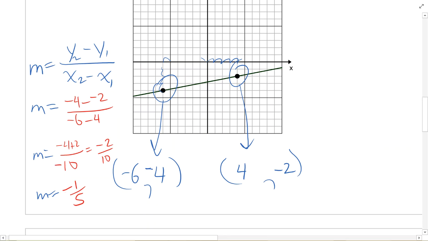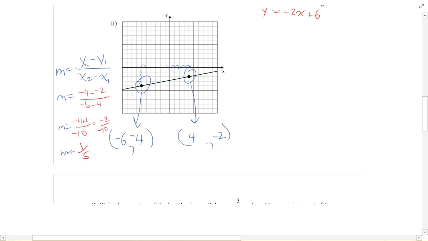-10. So now there we go. Okay, so double negatives, positive 1/5. And that's correct, because look at the slope of the line. That's a positive line. Okay, Mr. Barker's having a moment, old guy moment.